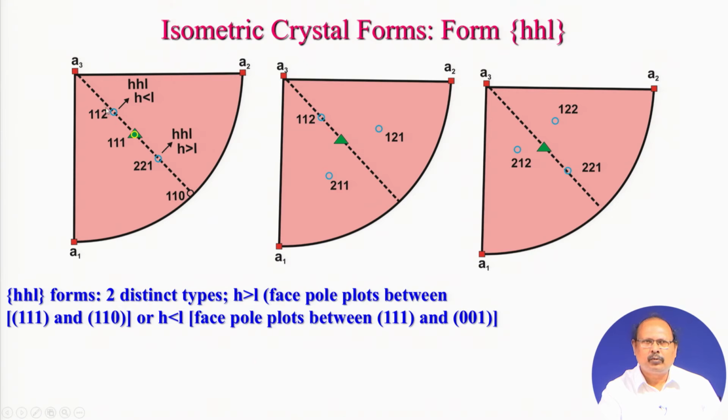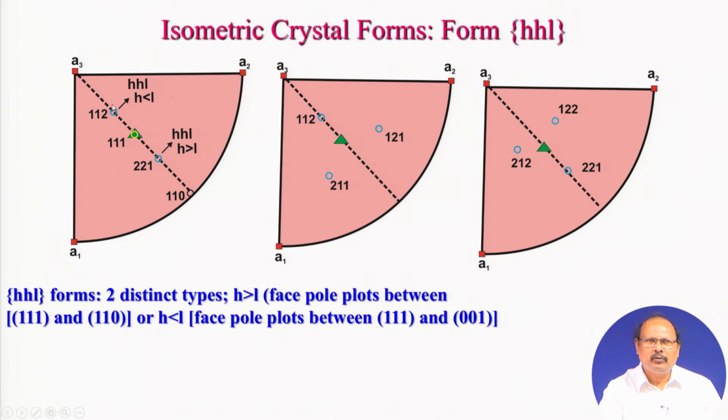Now, you can go towards the A3 axis or you can go towards the 1 1 0 face pole. If you are here, then you will be in a zone between 0 0 1 and 1 1 1. So, you can have a face which is 1 1 2. You see this 1 is less than 2, so this is the situation where H is less than L. And here you have a situation between 1 1 1 and 1 1 0. If you apply the additive rule here, it will be 2 2 1. So, this is where H is greater than L.